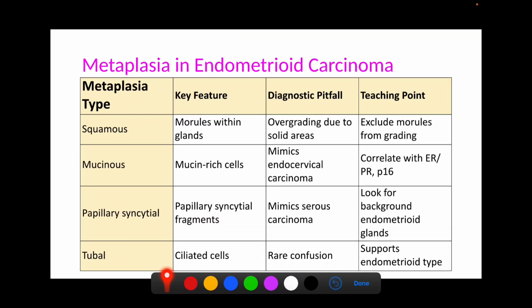So these are the 4 different types of metaplasia: squamous, already discussed, mucinous, papillary syncytial and tubal metaplasia, which sometimes mimic; mucinous mimics endocervical and papillary syncytial mimics serous carcinoma. So we have to look for background endometrial glands as well as the IHC panel to differentiate it.